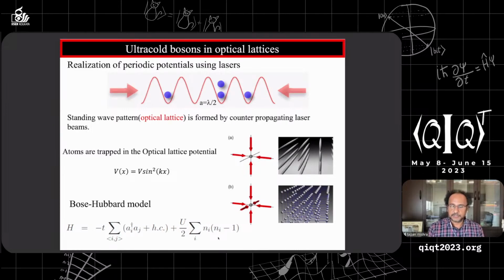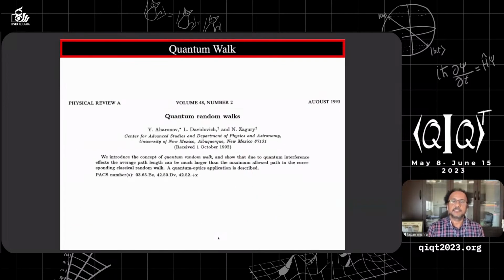And this is the first motivation. The second motivation is what is called quantum random walks. In this paper, they extended the classical random walk to the context of quantum physics, introducing the concept of quantum random walk, and showed that due to quantum interference effects, the average path length can be much larger than the maximum allowed path in the corresponding classical random walk. This is a very important statement. In the classical random walk, your random walk is confined to the initial position. I mean, we have already studied this.